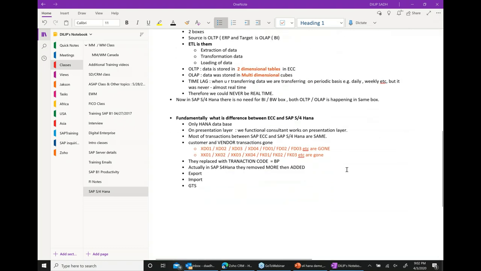Okay. So if you are a functional consultant, for you, nothing much changed. Your world remains more or less the same. There are some new T codes which have been added. And some of the T codes which were there, like in inventory, you had transaction codes like MB1C, MB1A, MB1B, MB02. Those transaction codes are gone. They're not supported anymore.